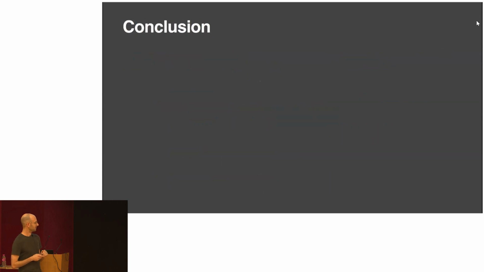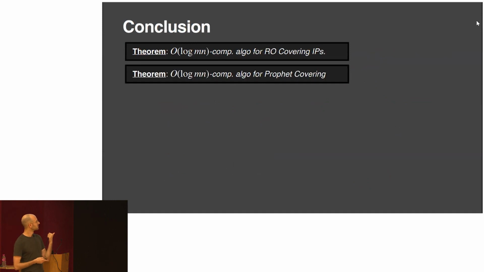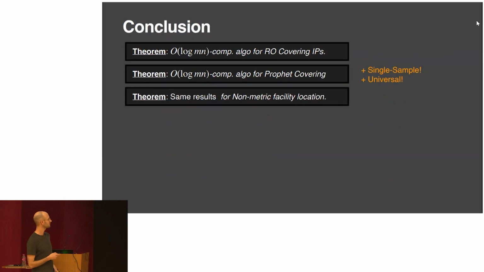Okay, great. So some conclusions. This is the theorem that I claim to you. So the two theorems: log mn competitive algorithms for random order covering IPs and the profit version of covering IPs. That's cut off, sorry for conversion issues. And as I said, as a bonus, we get this in the single sample world, and it's universal.